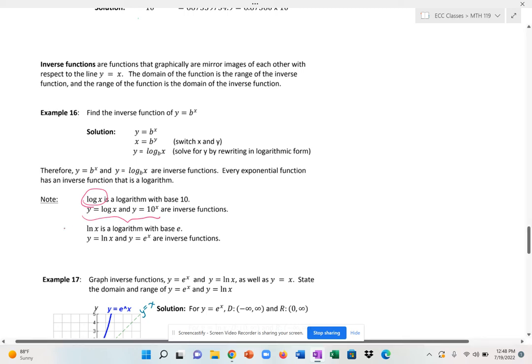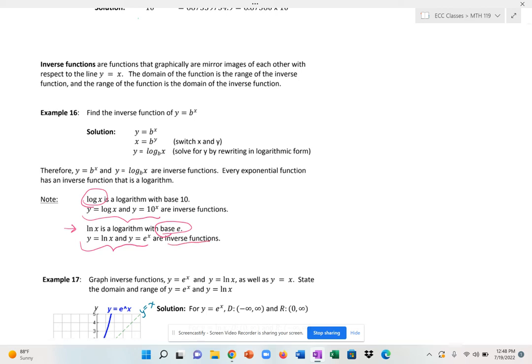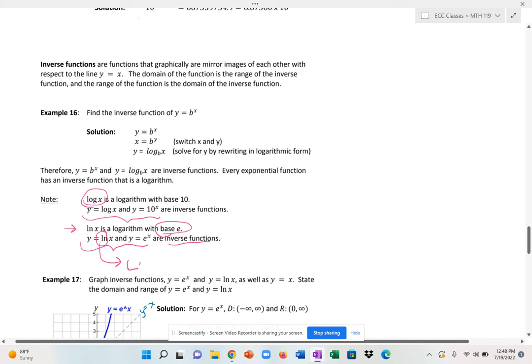When you have the other logarithmic function that I said is in your calculator, that is a natural log. Natural log has a base of e. So y equals ln of x and y equals e to the x are inverses. This is an L. This is an ln, natural log. It's kind of, the letters are reversed from the way you say it. It is not an I, so please don't make that mistake.